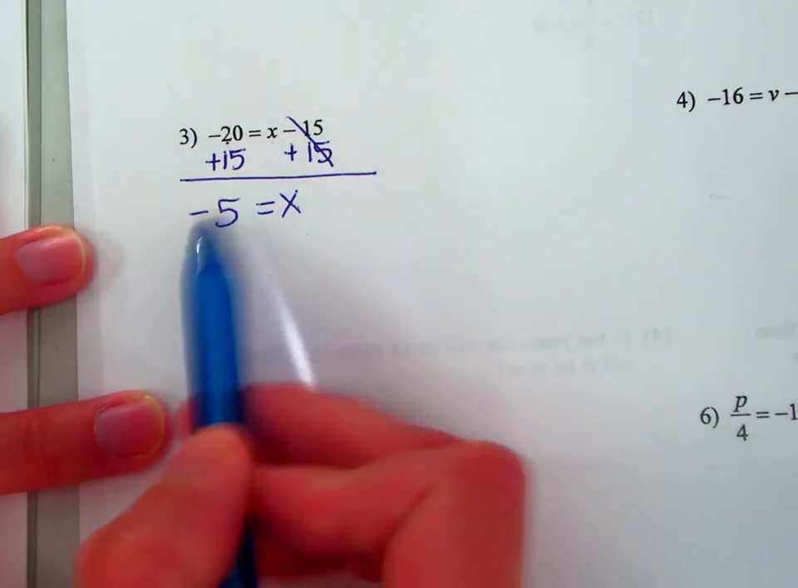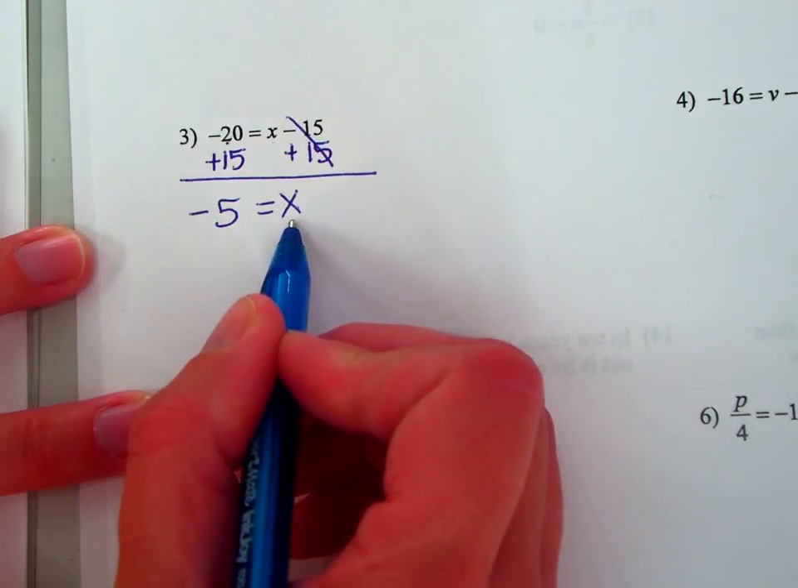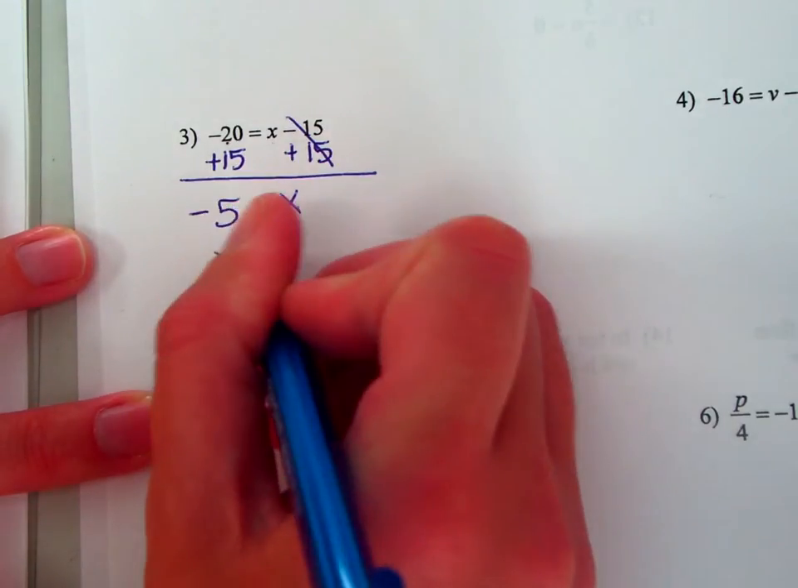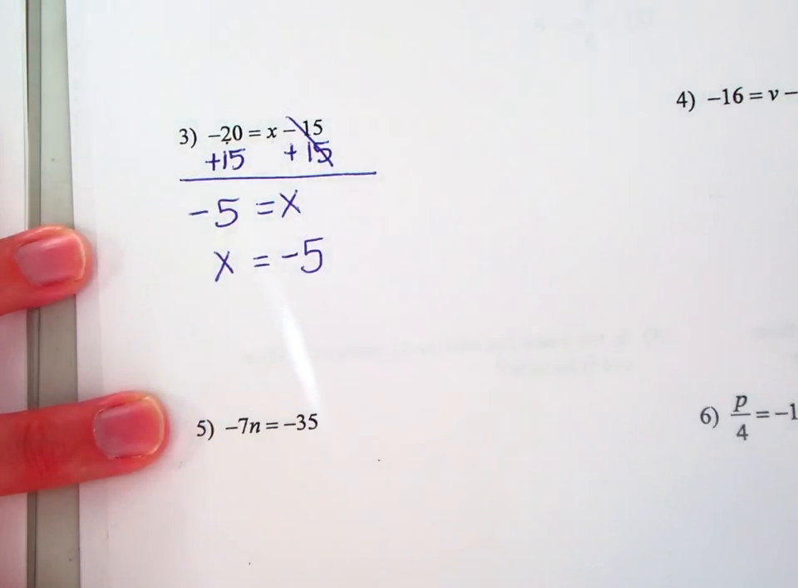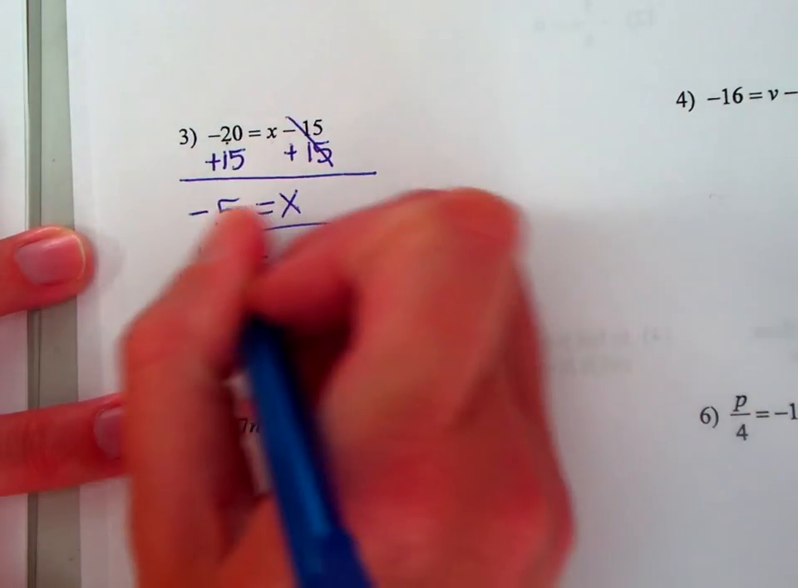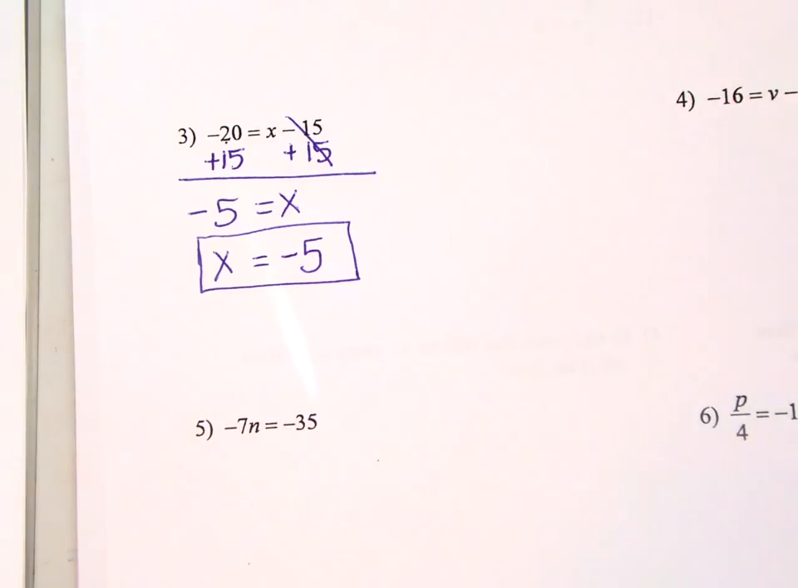Okay, and it's okay to leave it like this, or if you like having your variable on the left, you can also change it around. Those two things are saying the same thing. So x equals negative 5 would be our answer.